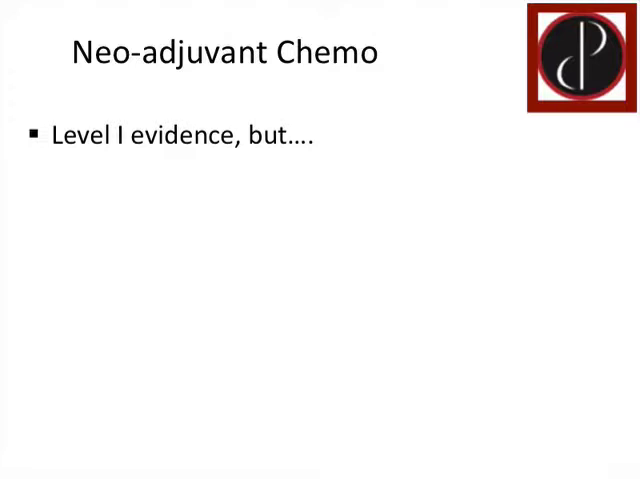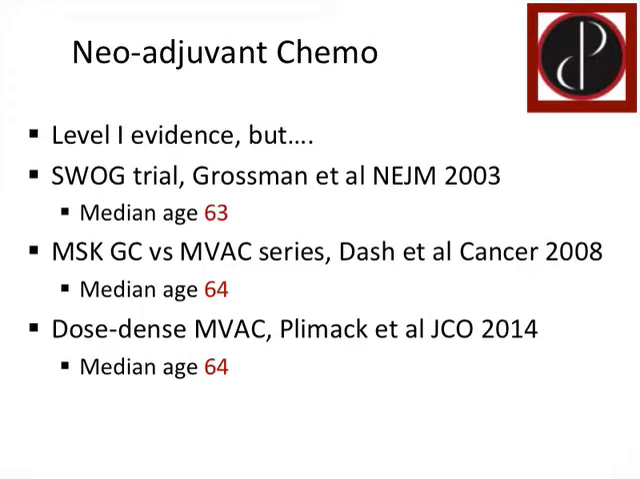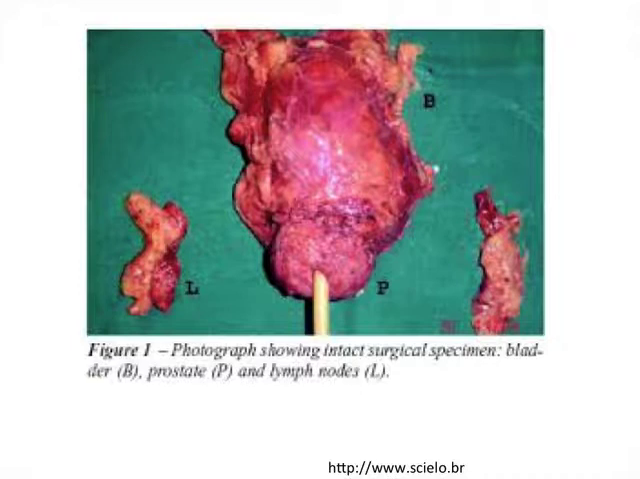What about neoadjuvant chemotherapy? We know that there is level 1 evidence for neoadjuvant chemotherapy in bladder cancer, but if you look at the backup studies for that meta-analysis, you will see that median age in those trials was 63, 64, and 64. So I'm not sure if we can generalize their data to this group of patients. We need more trials. What about cystectomy?